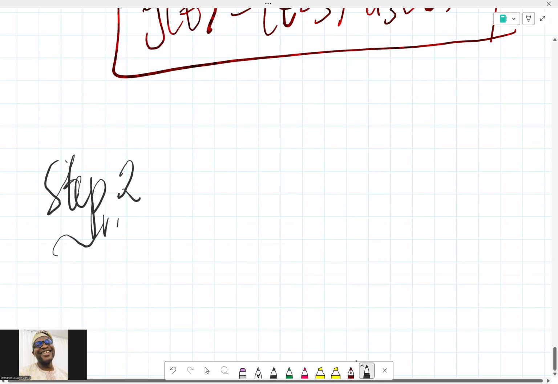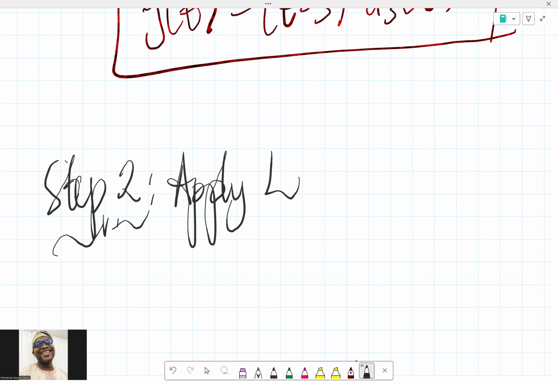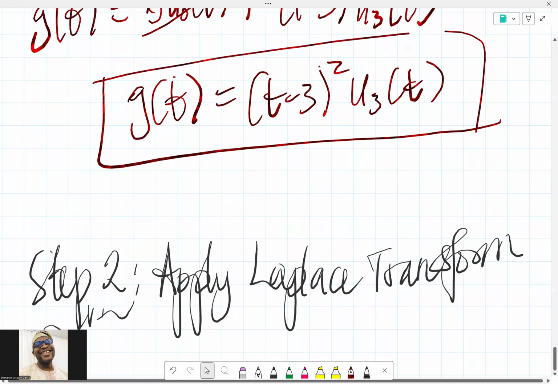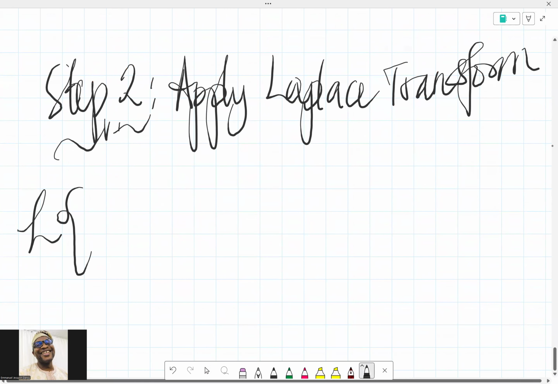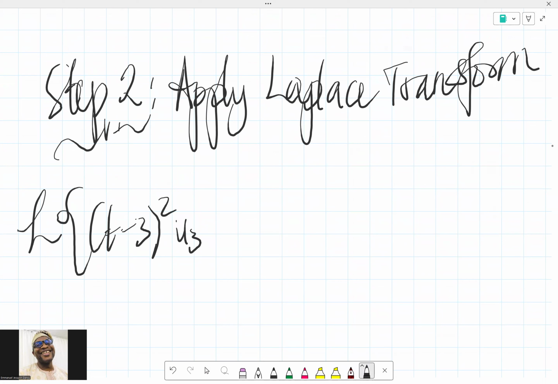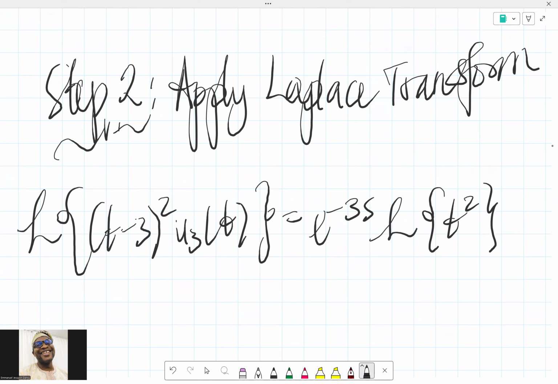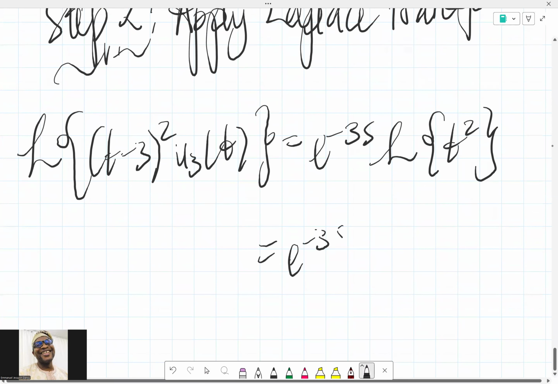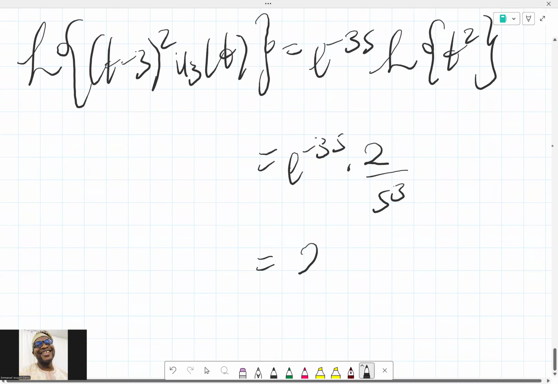So step 2, apply Laplace transform. Now we just have the Laplace of t minus 3 squared u3 of t. This is a format we are used to. So it will just be the shift e raised power minus 3s, then the Laplace of the f of t, which is t squared now. Then the Laplace of t squared will just be 2 all over s cubed. That is simply 2 e raised power minus 3s all over s raised power 3.